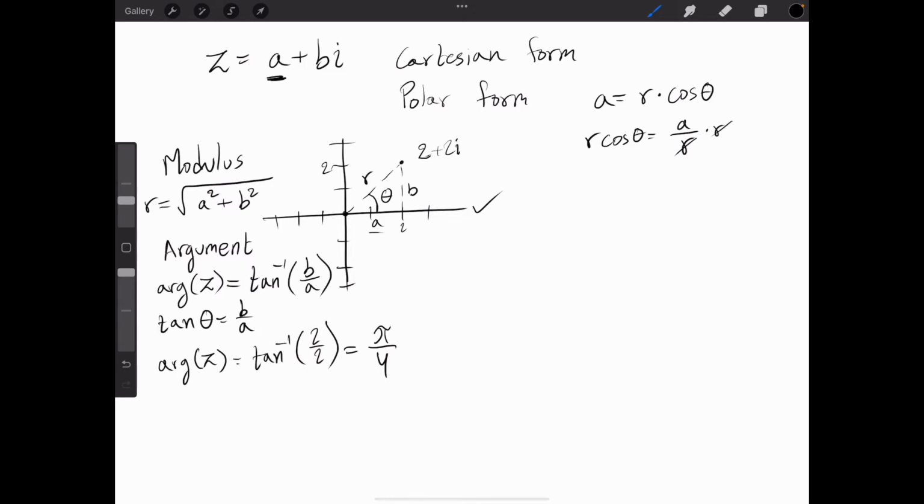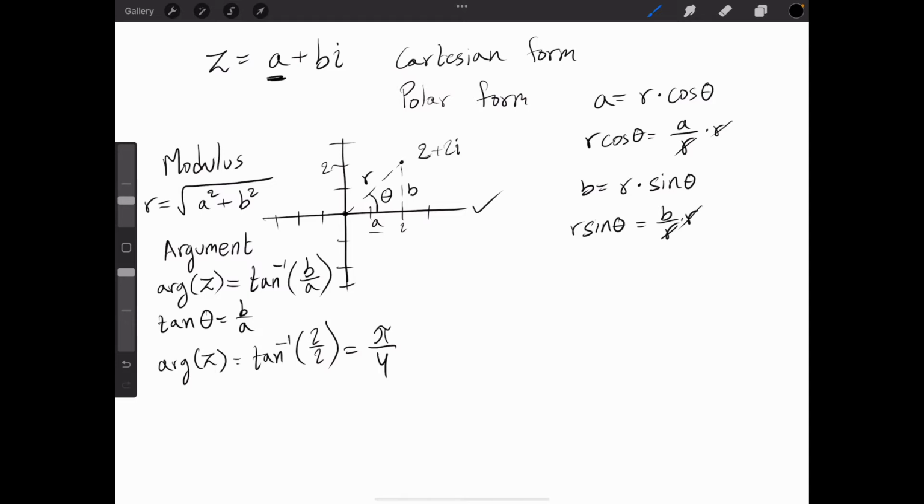B is the same, actually. B is equal to R multiplied by sine theta, because sine theta is equal to B over R, or opposite over hypotenuse. So if you multiply both sides by R and cancel out the R's, you're left with B is equal to R sine theta.